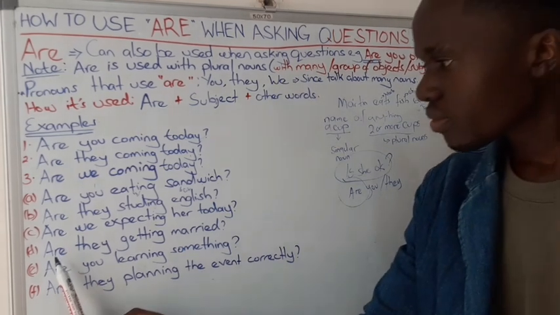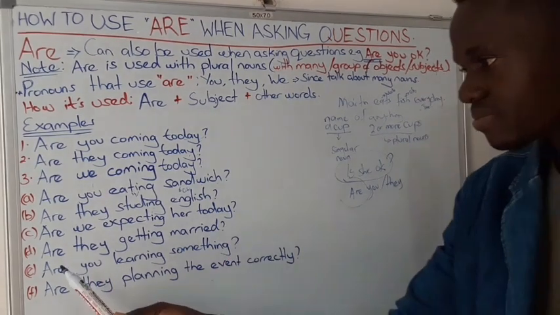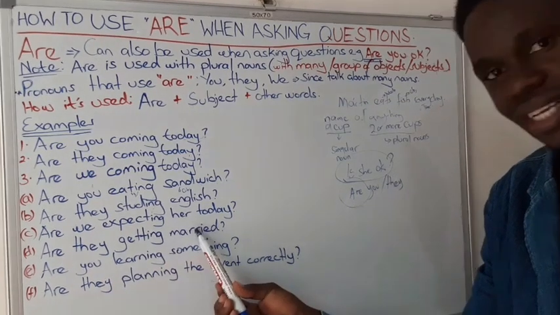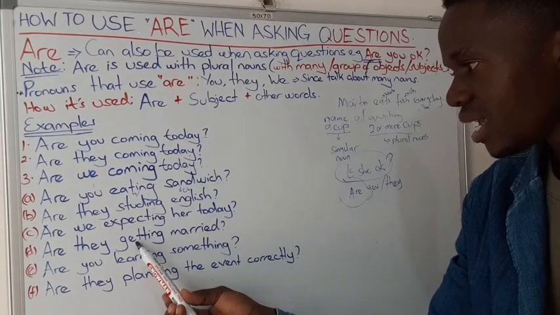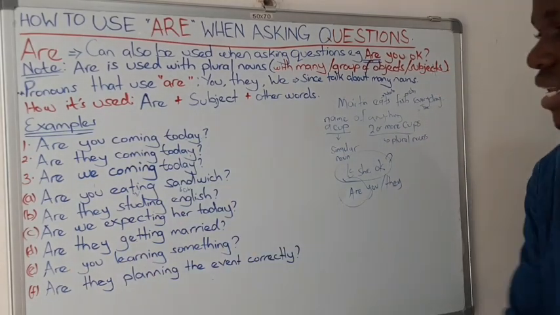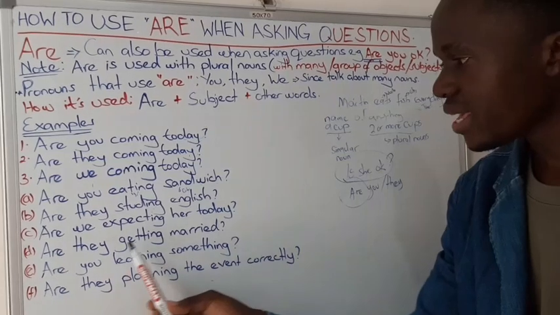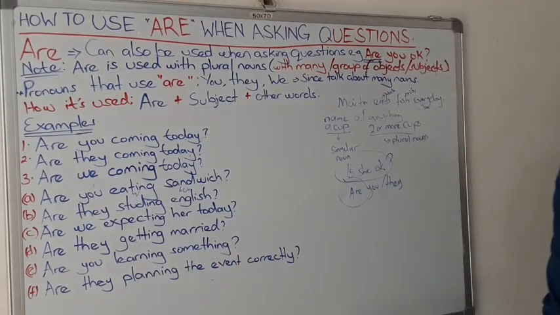Are they getting married? Can you read it again? Super. Are they getting married? So "are" is placed at the start, as we've said. The subject is "they," and the rest is "getting married." Are they getting married? And it's a question.